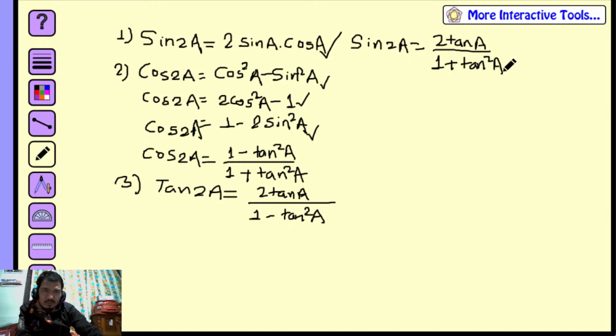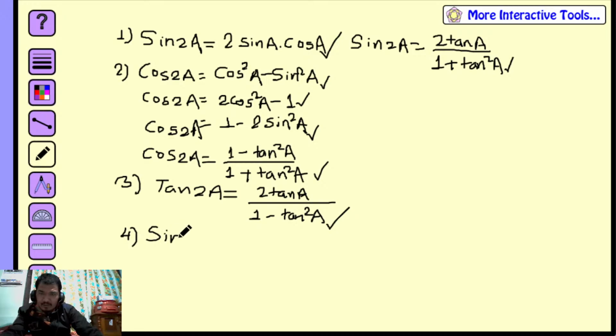Look, this is the formula of sine 2A in terms of tan A, this is the formula of cos 2A in terms of tan A, and this is the tan 2A formula in terms of tan A, okay? These are important ones, and students mostly become confused in this formula. And number 4, the formula of submultiple and multiple angles is sine 3A, okay?